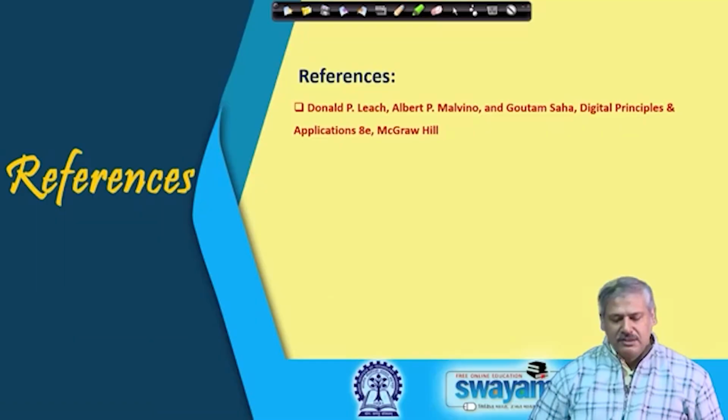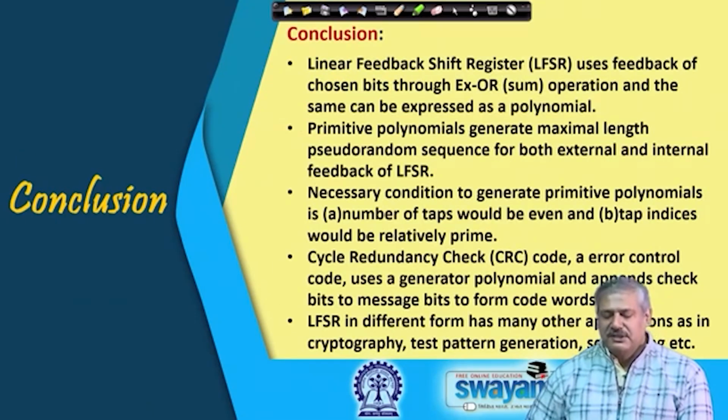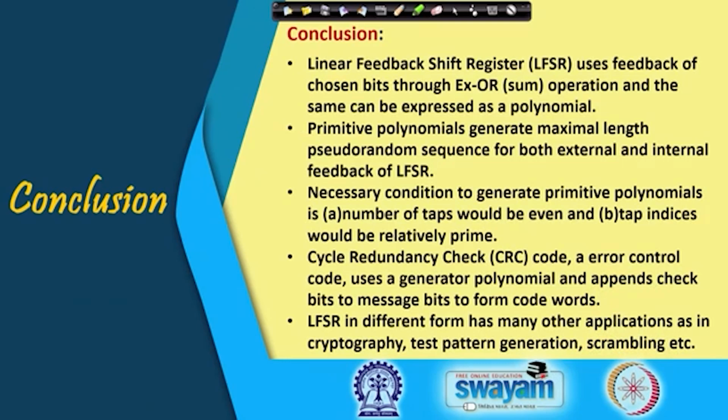So, with this we conclude. We have seen that LFSR can be used to generate, through primitive polynomials, pseudo random sequences of sufficiently long length. And these primitive polynomials need to have an even number of taps, and tap indices need to be relatively prime. This is a necessary condition, not sufficient.